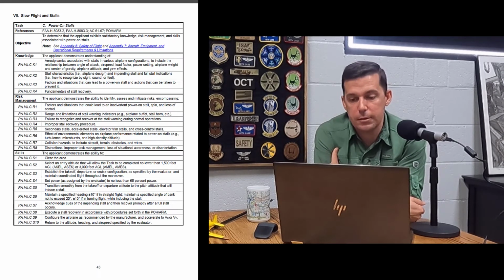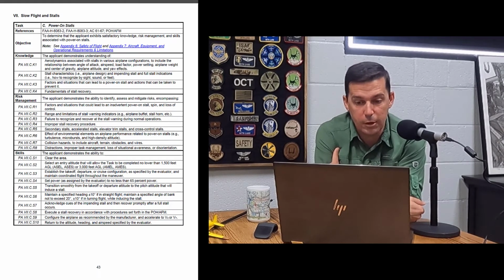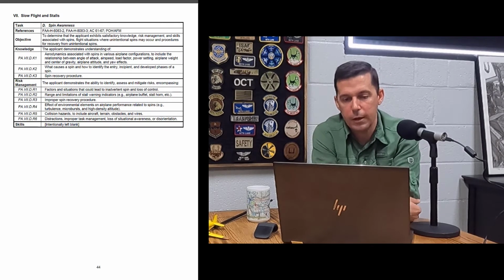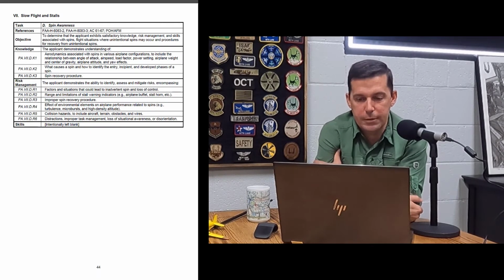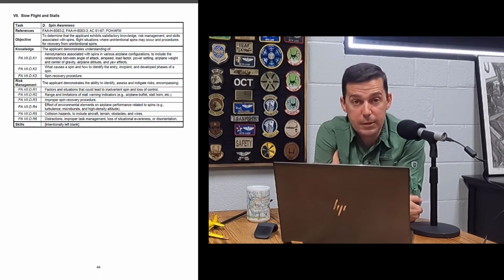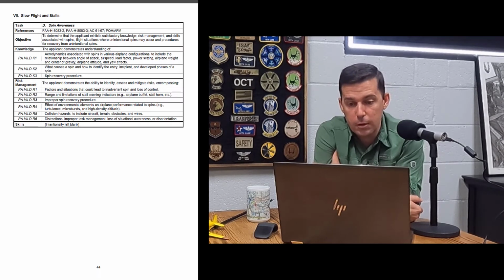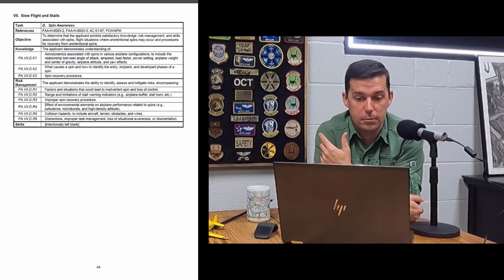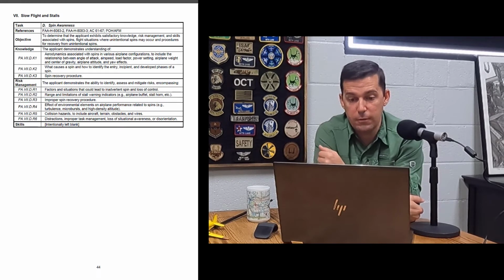Some of the knowledge areas: the aerodynamics involved with this, the stall characteristics of your airplane, and then the factors and situations that might lead to a power on stall. All right, spin awareness. So the goal here is to make sure that you understand where spins could occur, how they could occur, the aerodynamics, what causes a spin, and spin recovery procedures. Those are the knowledge items that I'm going to ask.